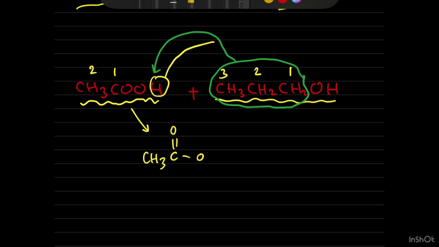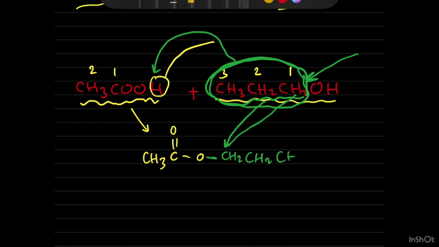There is a mechanism for making an ester, but it's not included so far in the A levels, and that's why I'm not going to explain it. So this oxygen in here will be bonded to the group of the alcohol, connected to the oxygen in the area of the OH. So you will start with CH2 and then CH2 and then CH3. Now your ester is ready, and not to forget the water molecule, because the condensation reaction actually produces water.